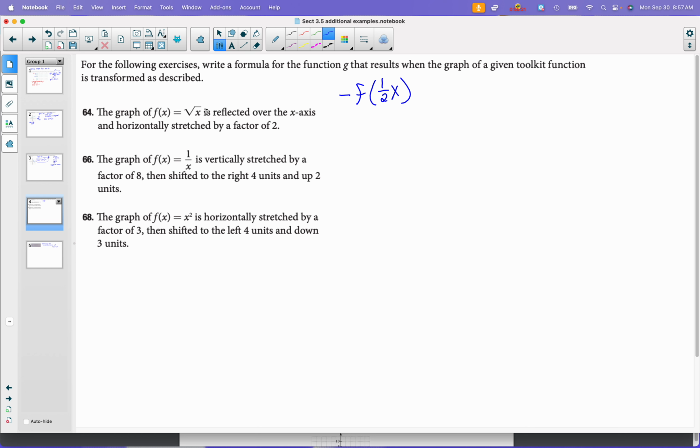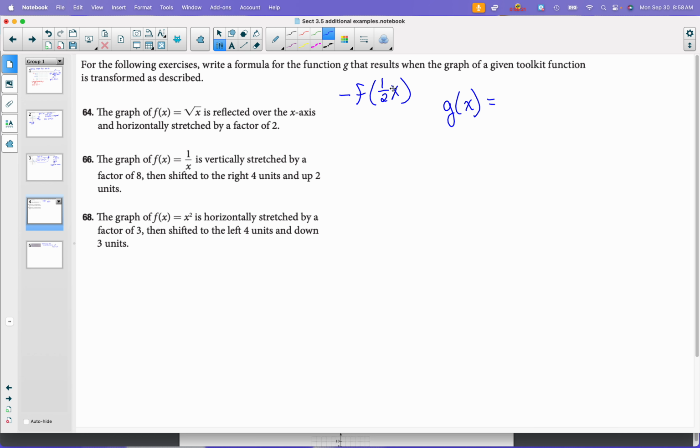If we didn't know the function for f of x and all we knew was it's reflected over the x-axis and horizontally stretched by a factor of 2, we would write this down. Remember that this 1/2 goes inside with the x, not on the outside. On the outside is a vertical stretch or compression. On the inside with the x is a horizontal stretch or compression, and it's the opposite way of what you might think. But since we do know the function, I'm going to call it g of x.